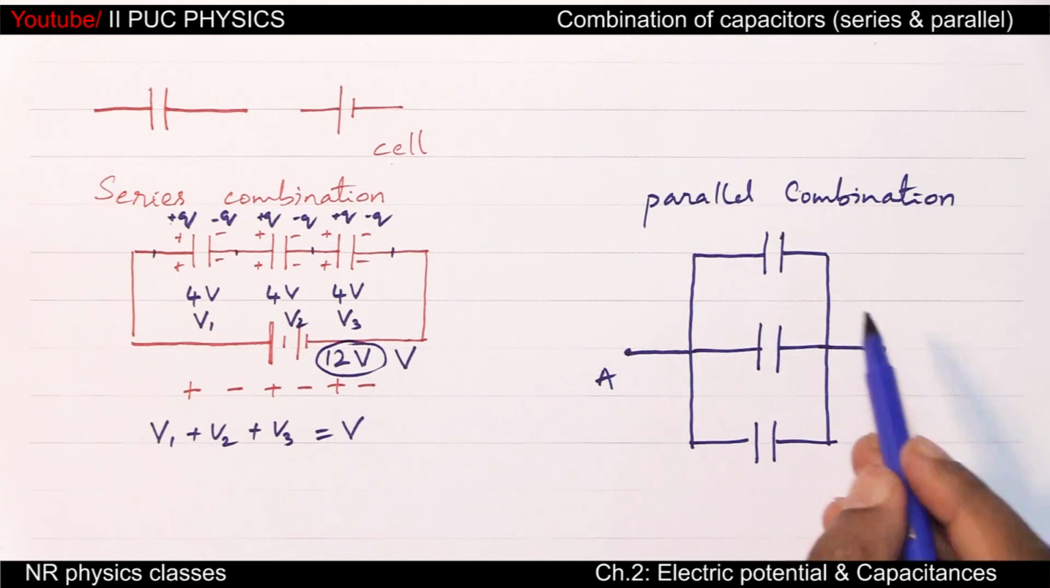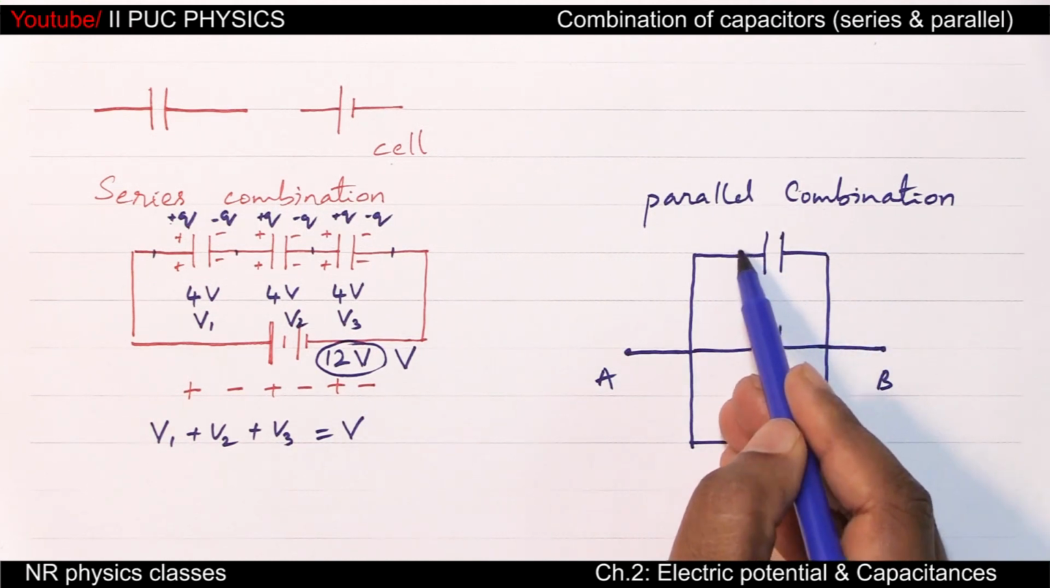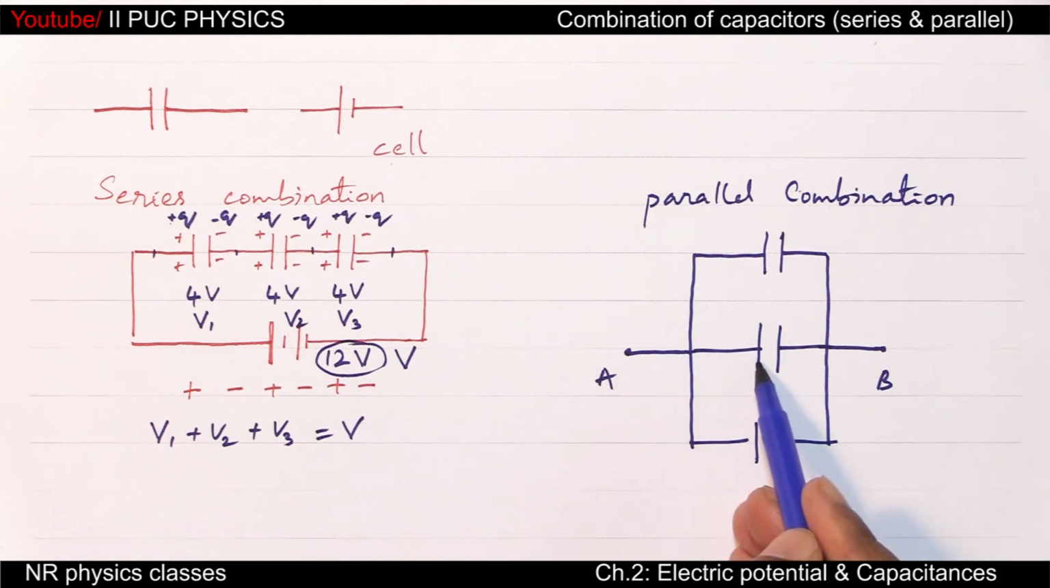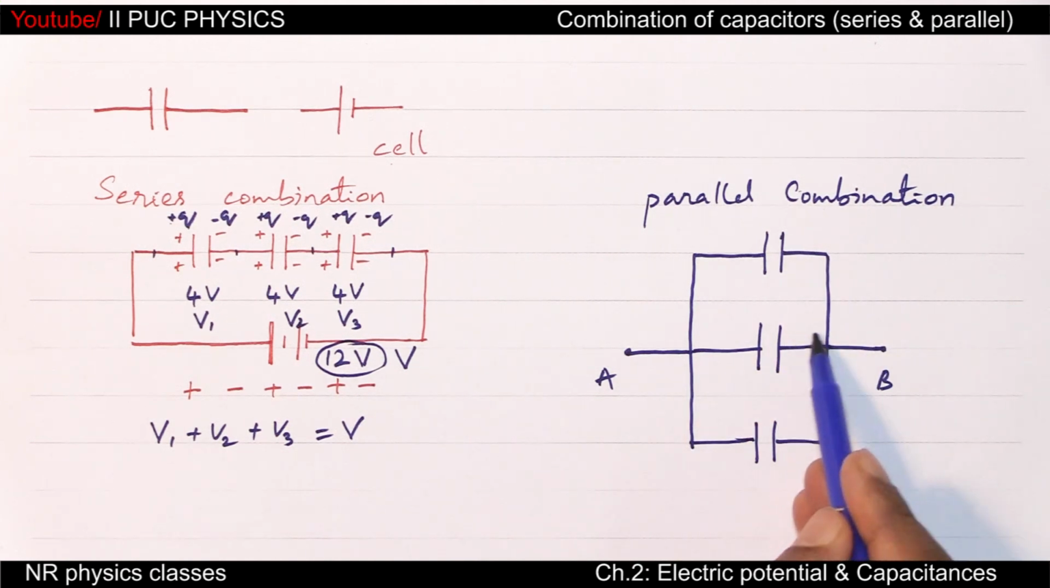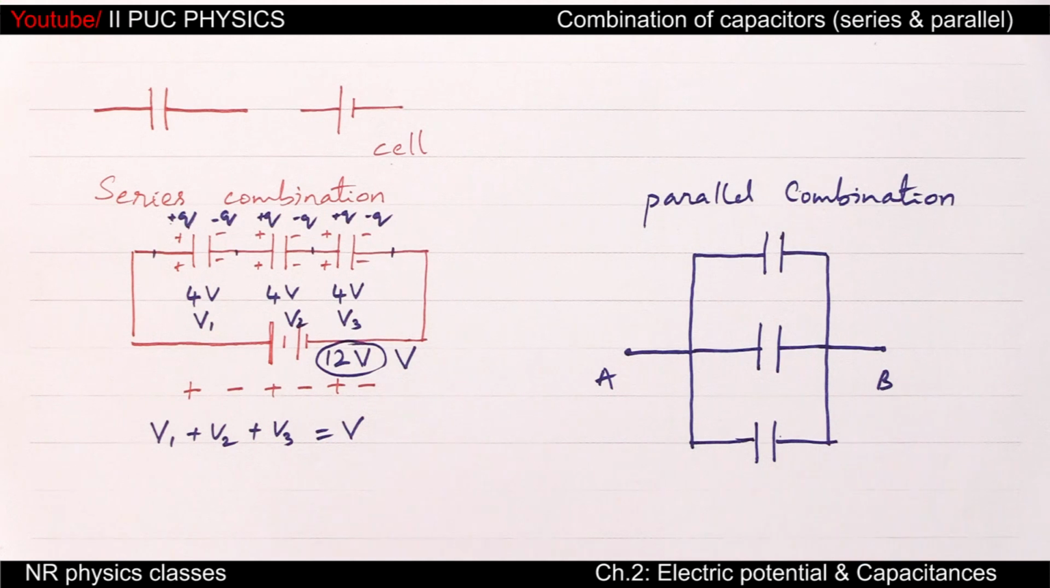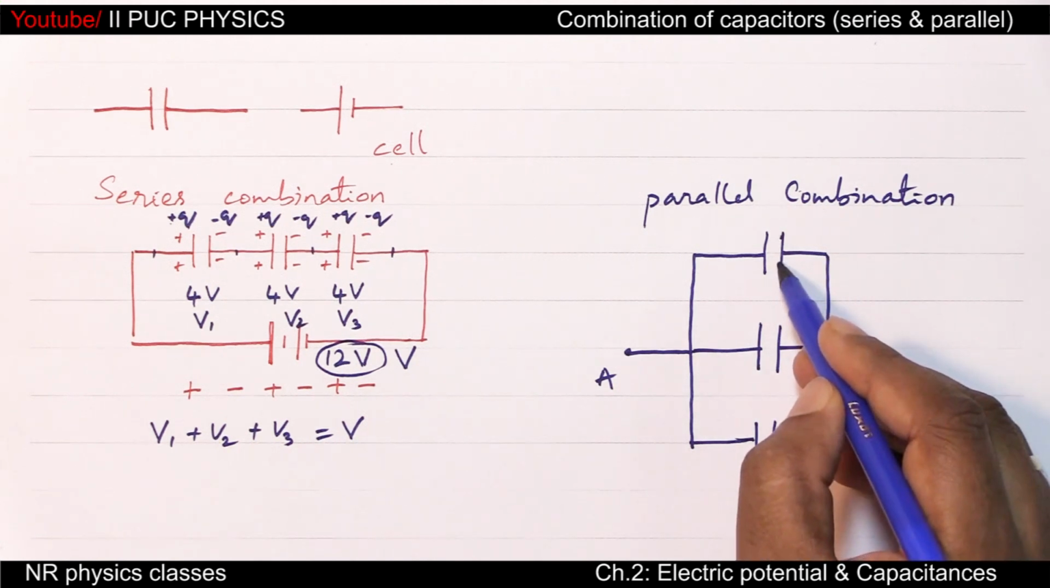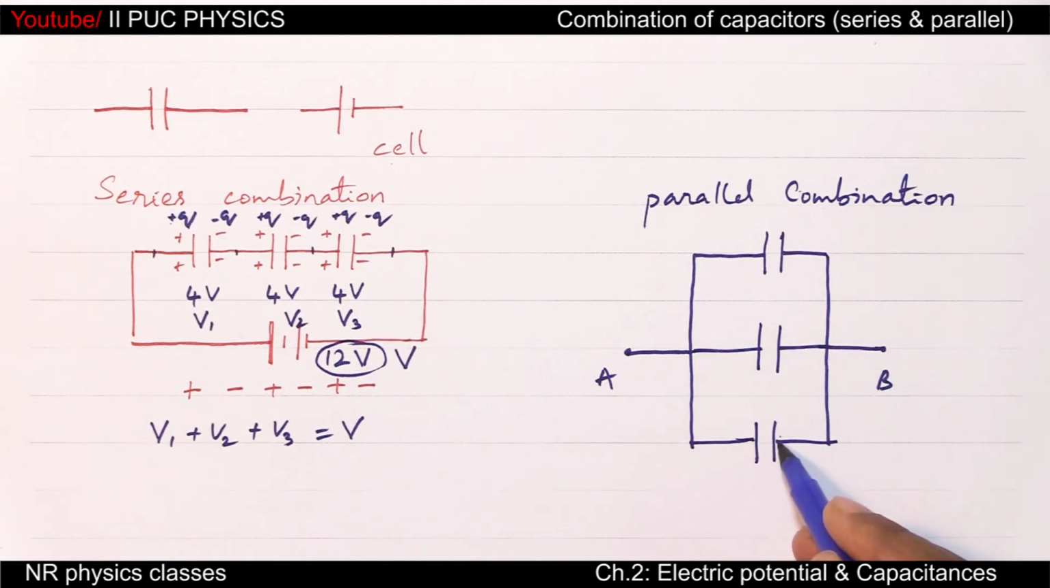The meaning of this statement: one end of this capacitor is connected to A. One end of this is also connected to A. One end of this is also connected to A. The other end is connected to B. This is connected to B. This is connected to B. Then these three are said to be in parallel.